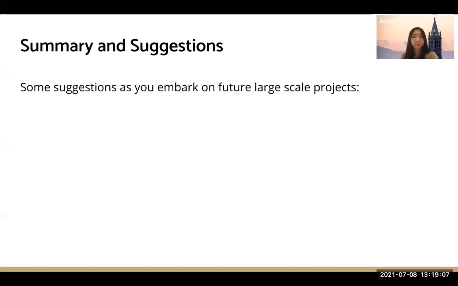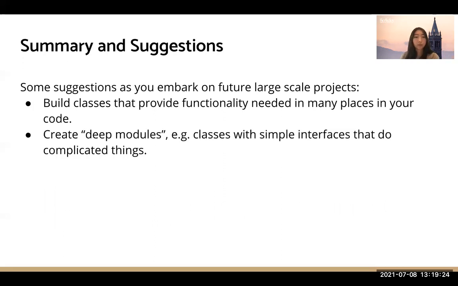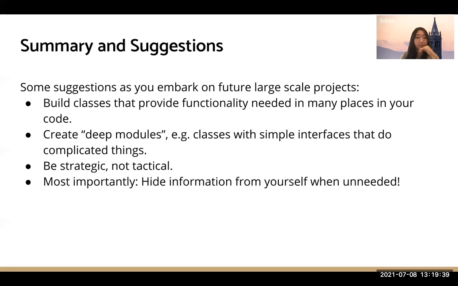In summary, and some suggestions for projects 2 and 3 and any other large scale projects: build classes that provide functionality needed in many places in your code. Again, this is the idea of building a module that other places can use without having to know what's going on in the module. Create deep modules, so classes with simple interfaces that do complicated things underneath the surface. Be strategic, not tactical, right? Go in with a plan and think deeply about your plan. Think about all the options before you choose one. And hide information from yourself when it's unneeded.